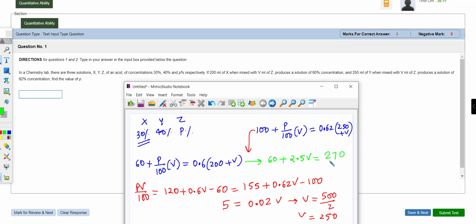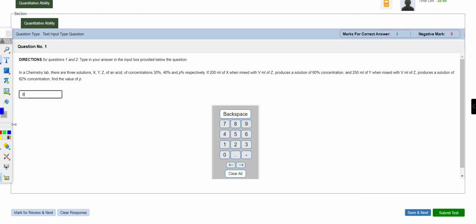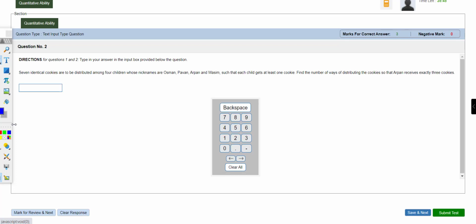So now we want to find the value of P. This is P, not V. So 270 minus 60 is 210, divided by 2.5 is 84. I used the calculator here. So P is equal to 84. Let's mark 84 as the answer. We spent almost 5 minutes on this question. 84, okay.